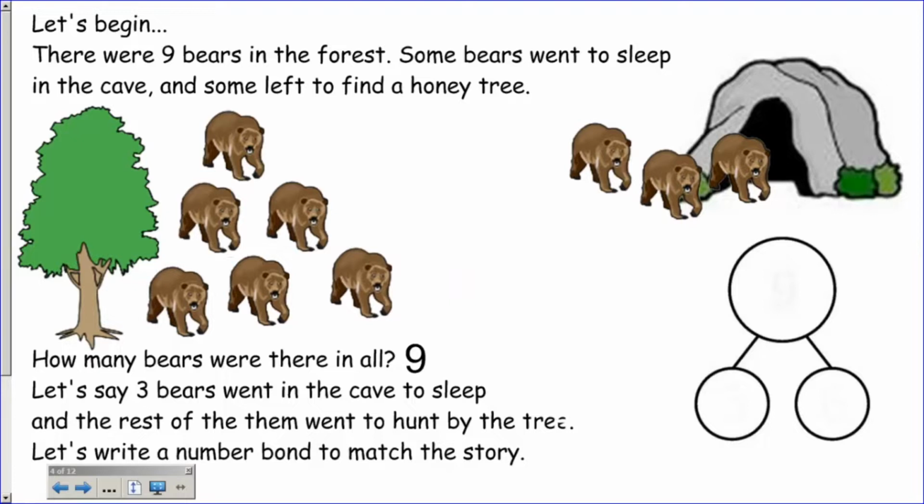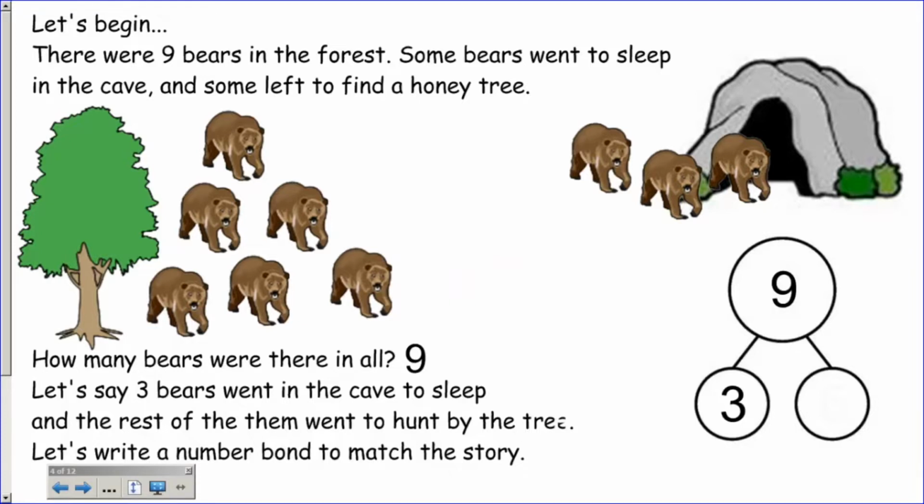Now, let's write a number bond to match our story. Do you remember how many bears there were altogether in the forest? 9. And that's where we place the number 9 on our number bond, because that shows that there were 9 in all. Now let's take a look at the part in the cave. How many bears were in the cave? 3. Very good.